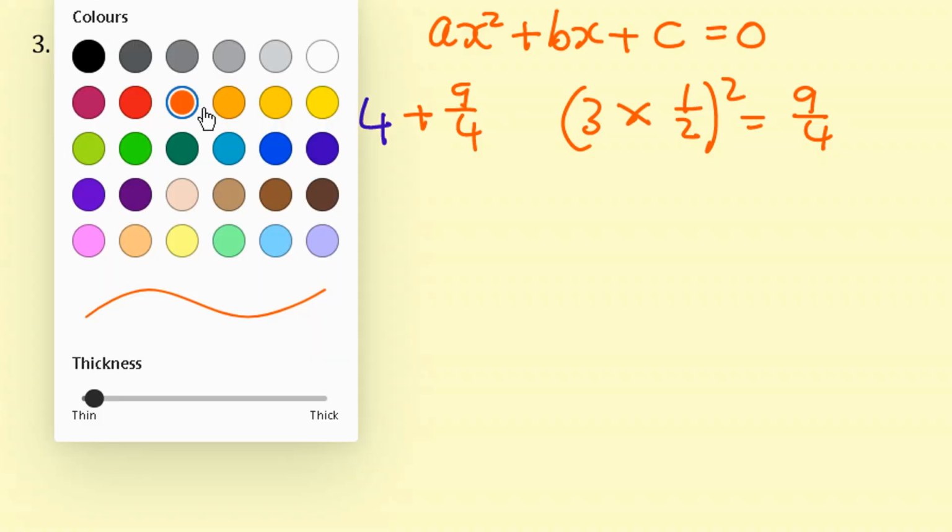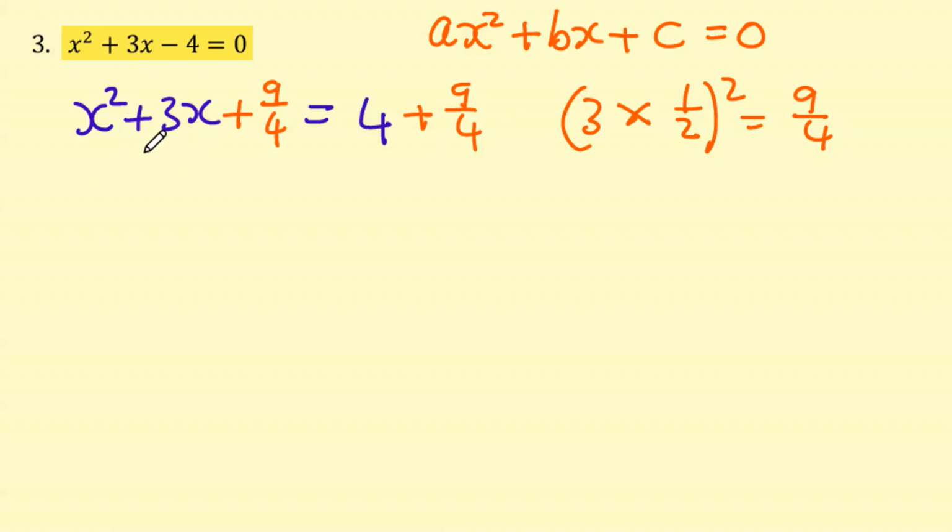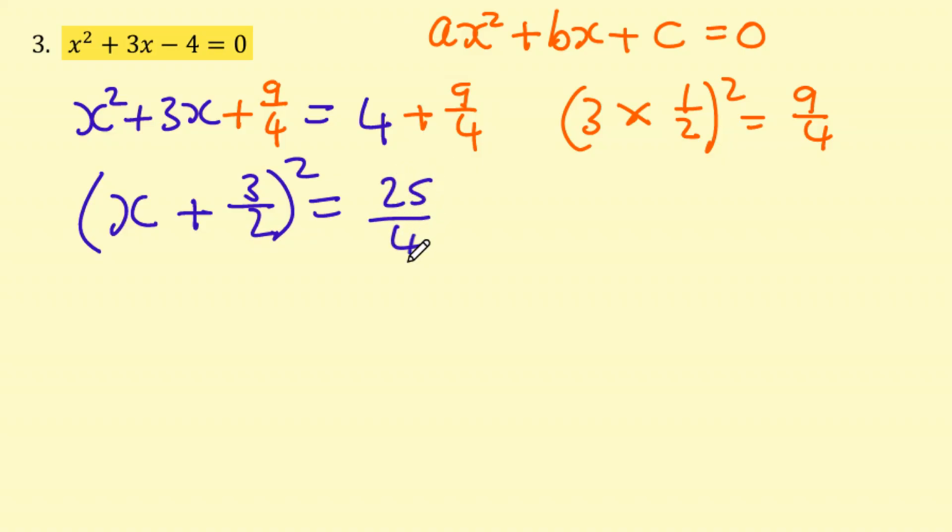On the left-hand side, we have a perfect square now, so we can factorize it. So the square root of x squared is x, then the sign, and the square root of 9 over 4 is 3 over 2. And this is all squared. We can do the right-hand side on a calculator, and this comes to 25 over 4.